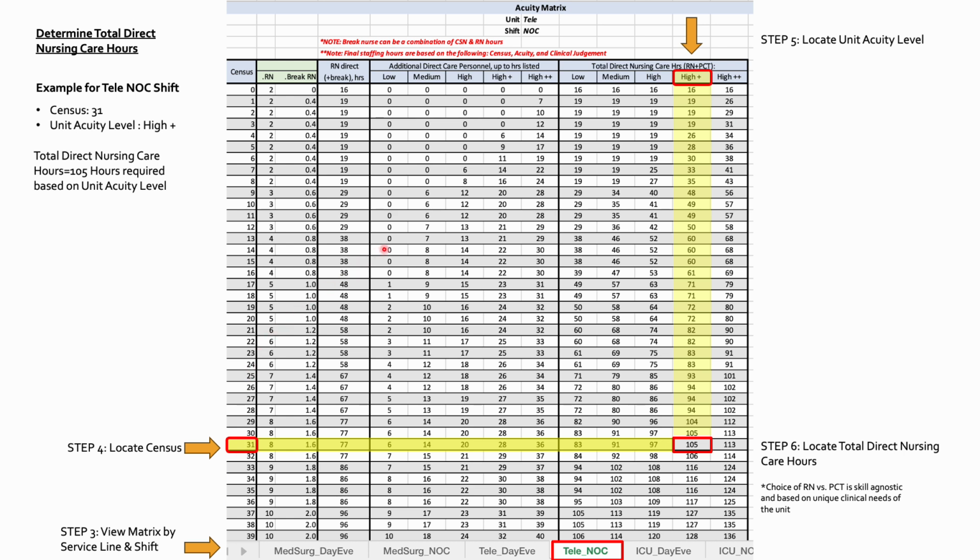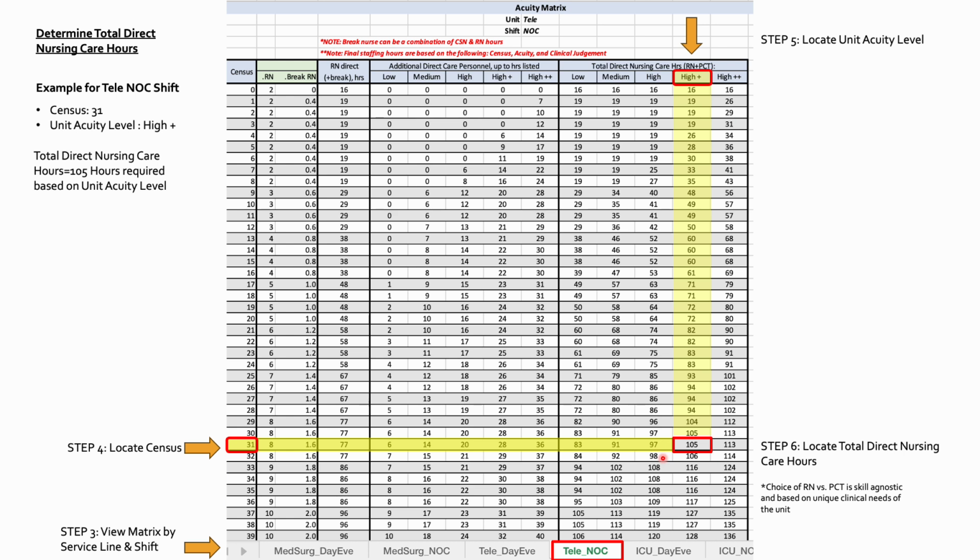This has a breakdown of the hours required for the unit, but I really only care about this right-hand column, the total direct nursing care hours, RNs and PCT. So for this example, a census of 31 patients with a unit acuity level of high plus. If I scroll down this column, this matrix says that our unit requires 105 total direct nursing care hours.